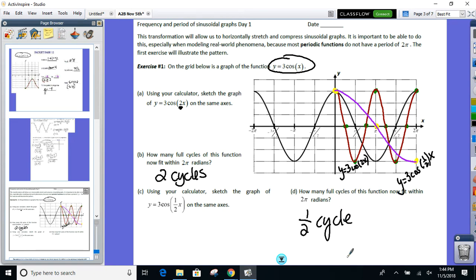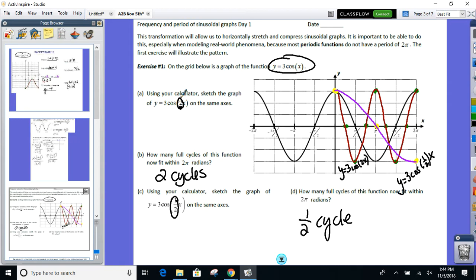Did that half come up anywhere? In the equation, yep. So this new number here in between the cosine and the x is going to tell me how many curves I'm going to see. Is everyone in agreement?